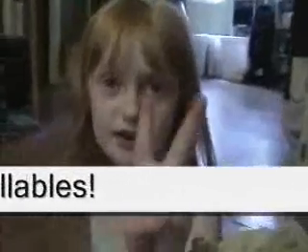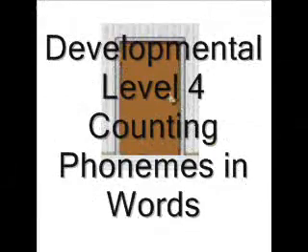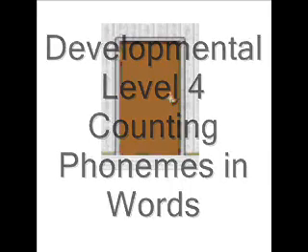Galloping. 3. 3 syllables in galloping. Developmental level 4 goes with the image door. This is counting phonemes in a word. This is more detailed than just counting syllables. And there is a little tiny character named Phoebe the phoneme worm. And you imagine her in a very, very tiny sound knocking on that door. And when you open it, she helps you count the phonemes in words.